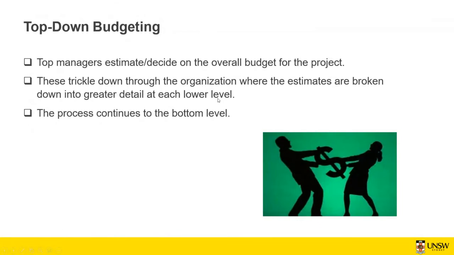So there are different ways that we can do the budget. One way is top-down budgeting. In top-down budgeting, the top manager estimates and decides on the overall budget of the project. One example of that is you want to do a renovation for your house and you specify, like, 50K or 100K to do this particular job. And this is going to be your budget.